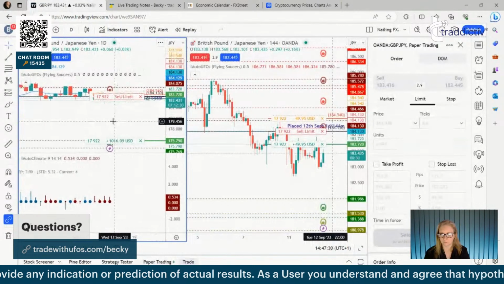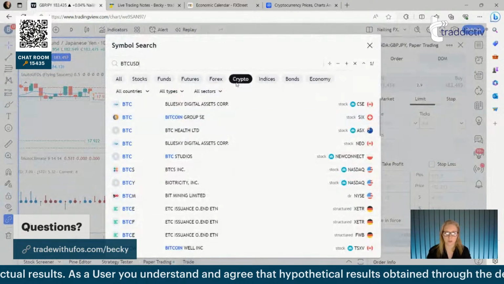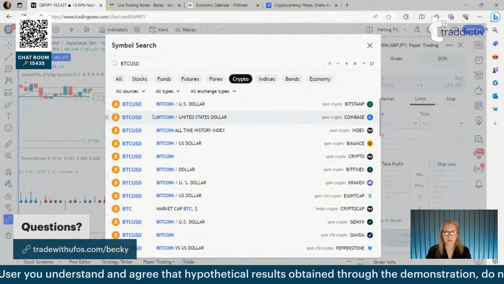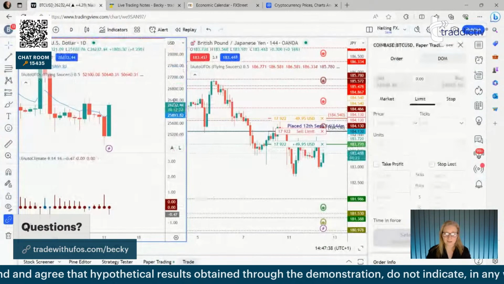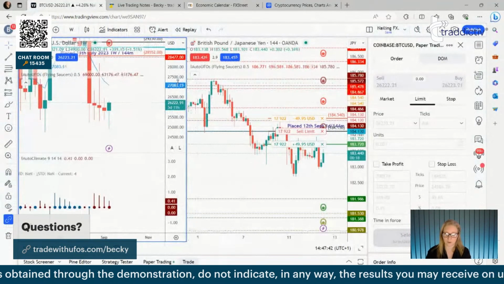Okay, that's the forex trade we had on now, but we're now going to look at Bitcoin versus the US dollar. I'm going to look at it on Coinbase. Again, you may choose not to. I'm also going to look at bigger time frames.